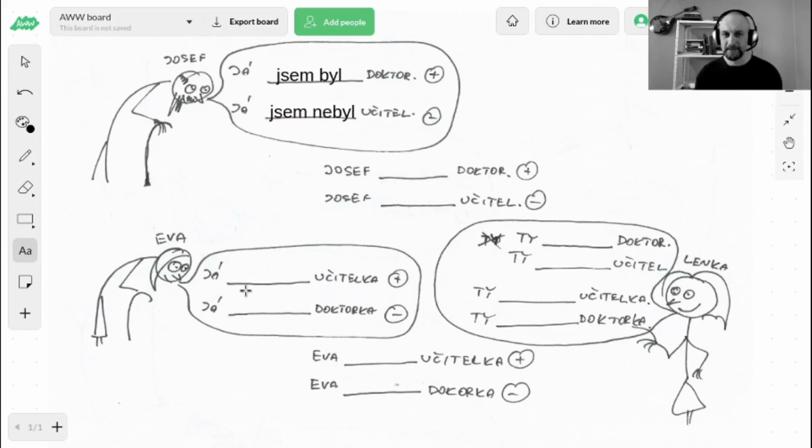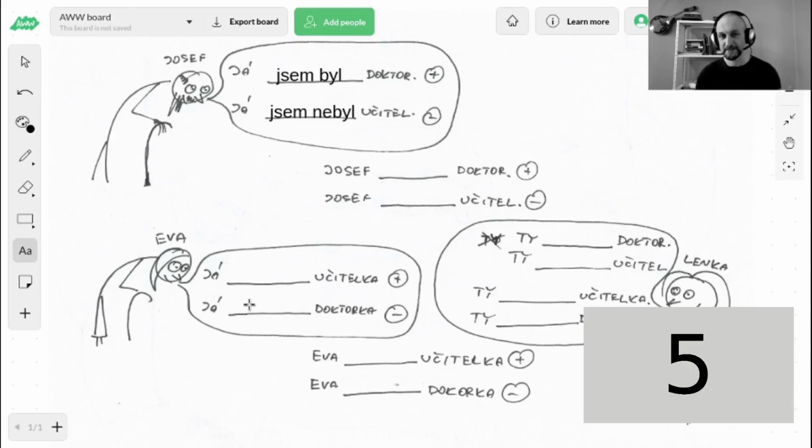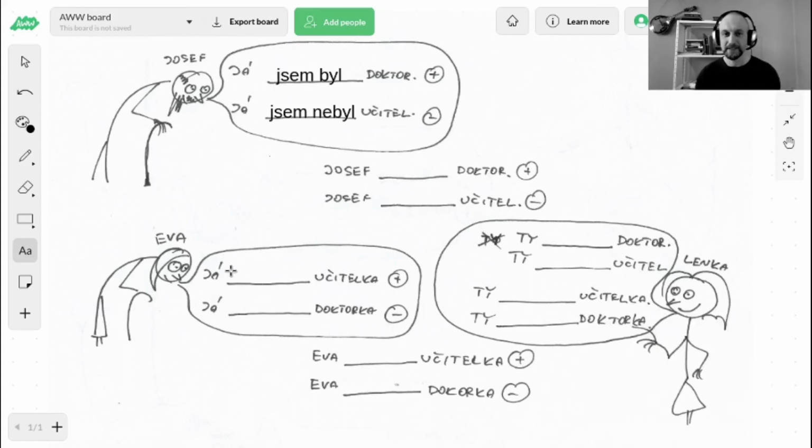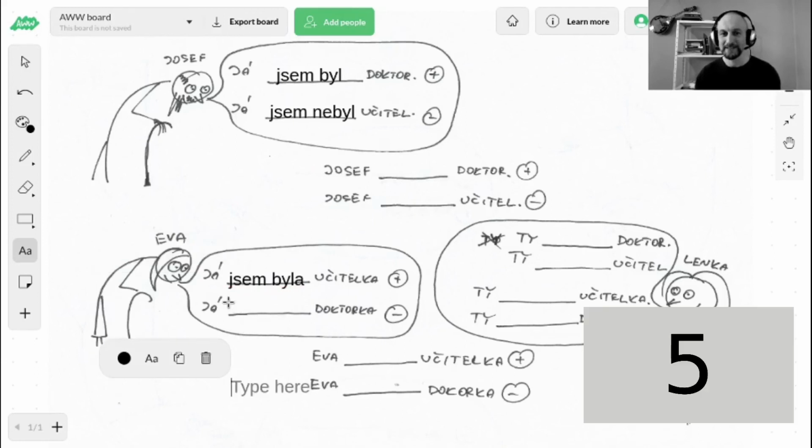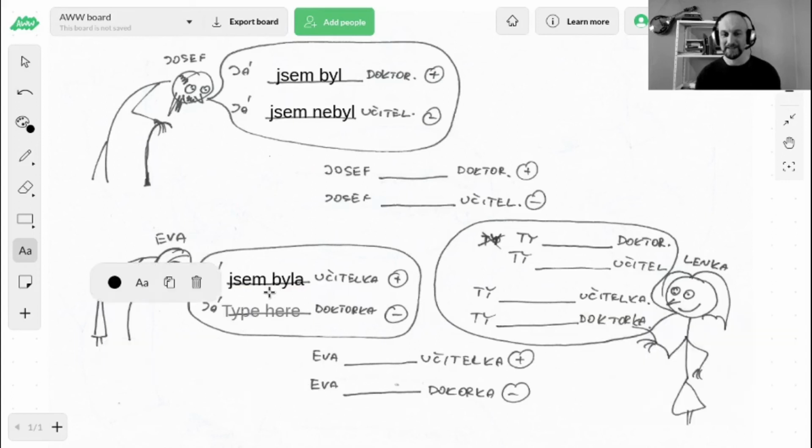Eva, because she's a woman, she needs to use the female form of the past participle. So be careful here. Now she has to say, in the positive sentence, já jsem byla učitelka. And in the negative, it would be, já jsem nebyla doktorka.